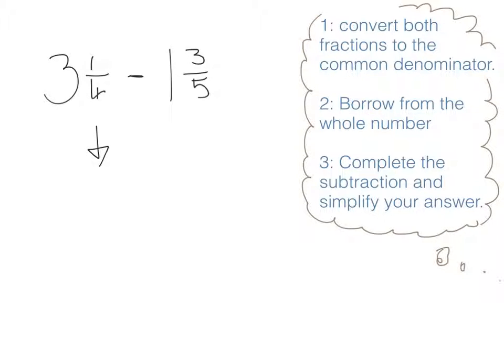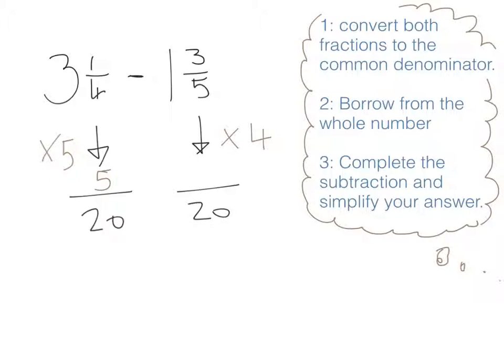Now if we convert the quarters into something over 20, I need to multiply by 5. And conversely, if I need to convert the 3/5 into 20ths, I need to multiply the fraction by 4. You can see the symmetry going on there. So 1 multiplied by 5 is 5. No problems there. And the 3 multiplied by 4 is 12. So if I update the mixed number, 3 1/4 is the same as 3 5/20. I'll take away 1 12/20 from it.